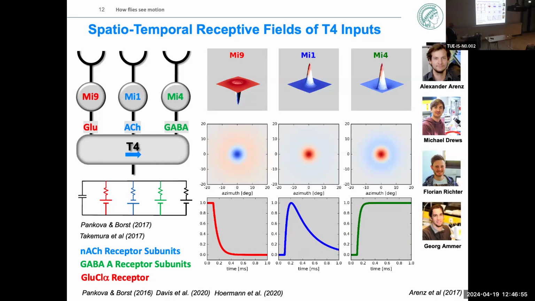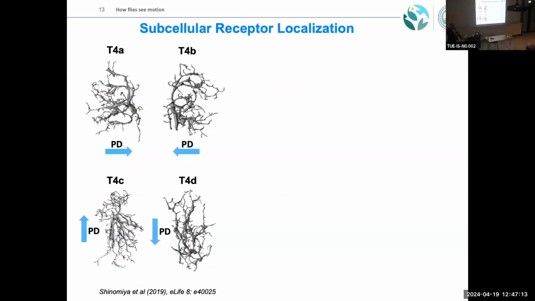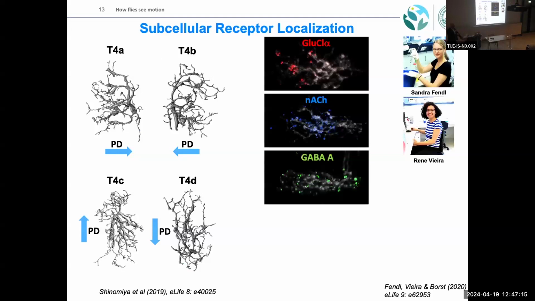But before coming to functional considerations, we also looked at the distribution of these different receptors on the dendrites of the T4 cells in order to see whether they match this input structure. This was work done by two students in the lab, Sandra Fendel and René Vieira. This is how the dendrites look at the EM level of the different subtypes of T4, A, B, C, and D, from a paper by Shinomiya and colleagues from the Janelia Farm again.